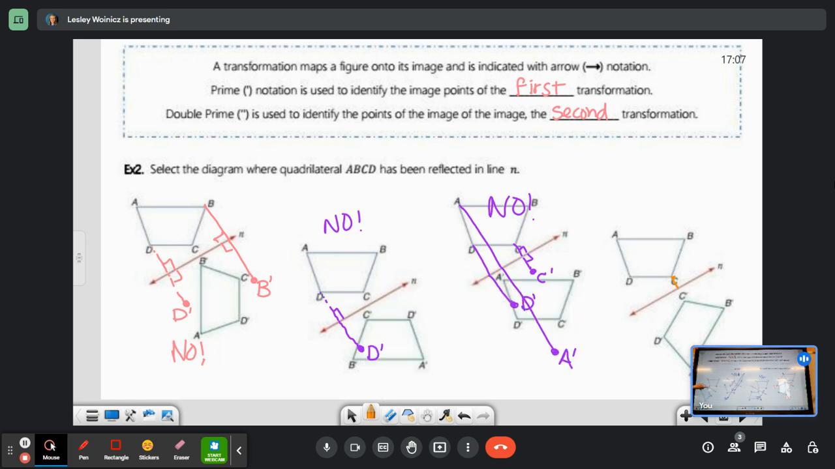All right, last but not least, same perpendicular distance away. There's our C prime. Okay, here for B, B maps onto B prime. Perfect. Okay, same perpendicular distance away. A maps onto A prime. And same thing for D. D maps to D prime. So this is the winner. Yes.